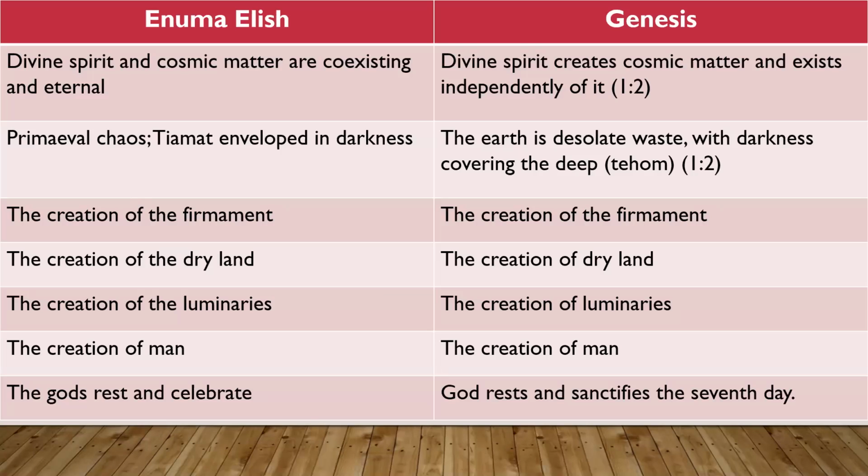Primeval chaos: Tiamat enveloped the darkness, and the earth is desolate, waste, with darkness covering the deep. And deep is Tehom. Of course, there is much speculation about how to translate Tehom and Tohu Vavohu, but some find a parallel between Tehom and Tiamat, so this is like an allusion to Tiamat. We have the creation of the firmament in both cases by dividing, the creation of the dry land, the creation of the luminaries, and after that, the creation of man. We also have gods resting and celebrating, and we see the same idea: God rests and sanctifies the seventh day.